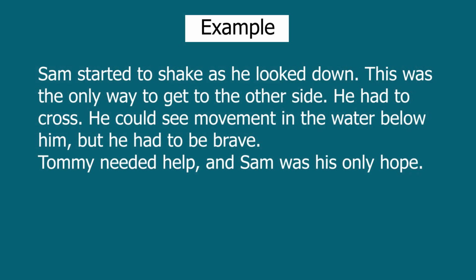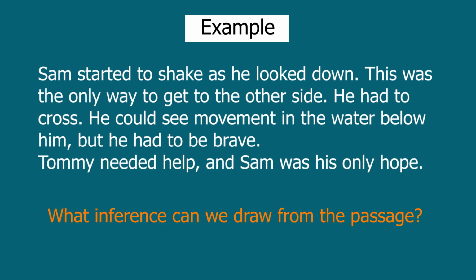The word cross in the next sentence helps us to better understand that he was making a journey over something. He could see movement in the water below, but he had to be brave. Tommy needed help, and Sam was his only hope. What inference can we draw from this passage?